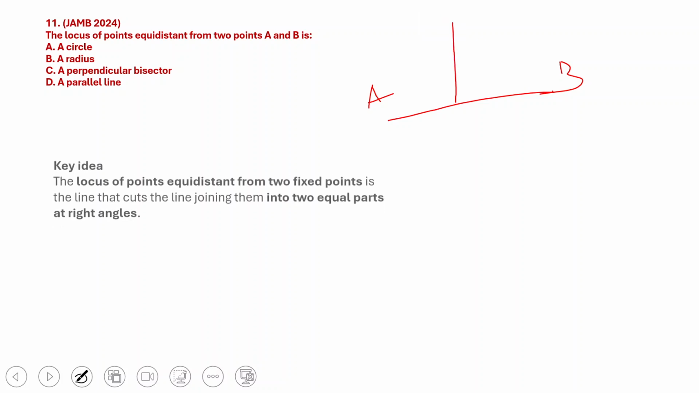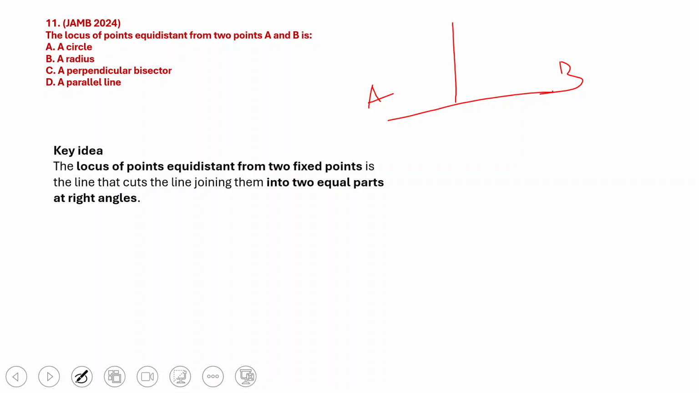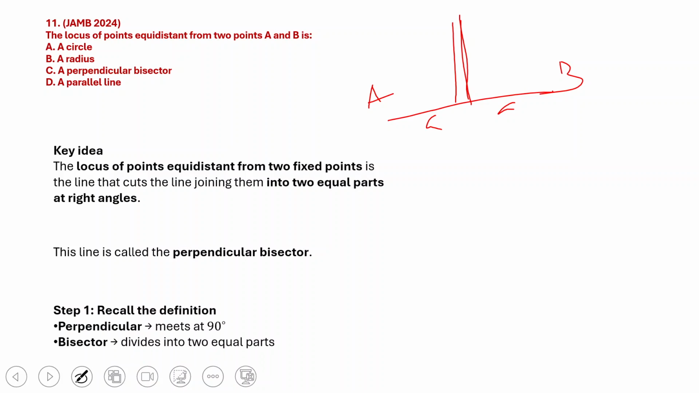Okay, so the key idea is that the locus of a point equidistant from two fixed points is the line that cuts the line joining the two of them into two equal parts. So I have this part small a and this part small a. Understand? The line is called the perpendicular bisector, right? Recall the definition of perpendicular: it meets the two lines at 90 degrees. Bisector divides it into two, right?